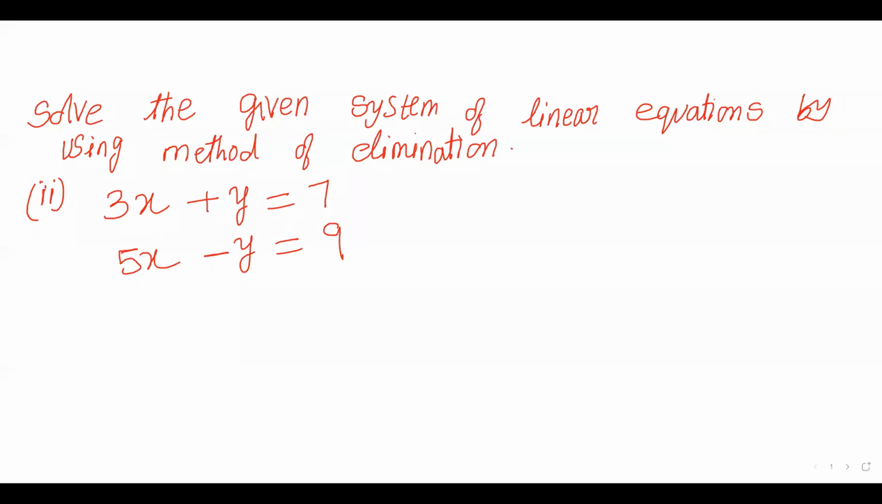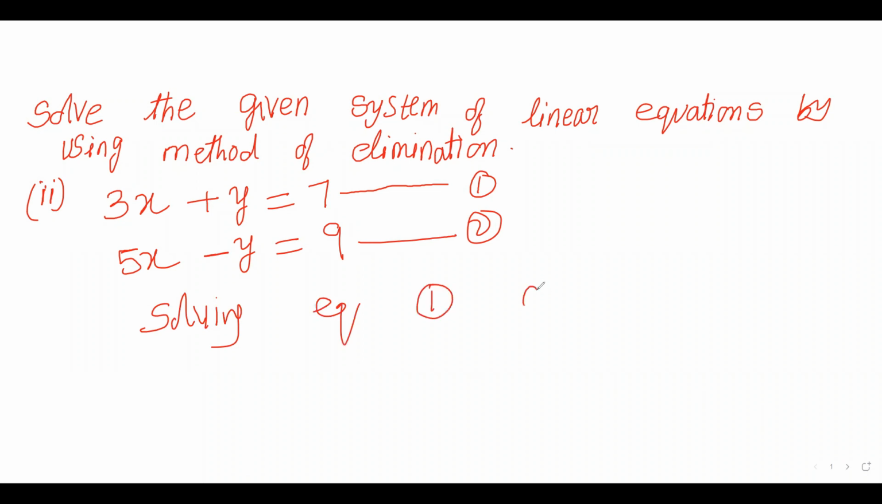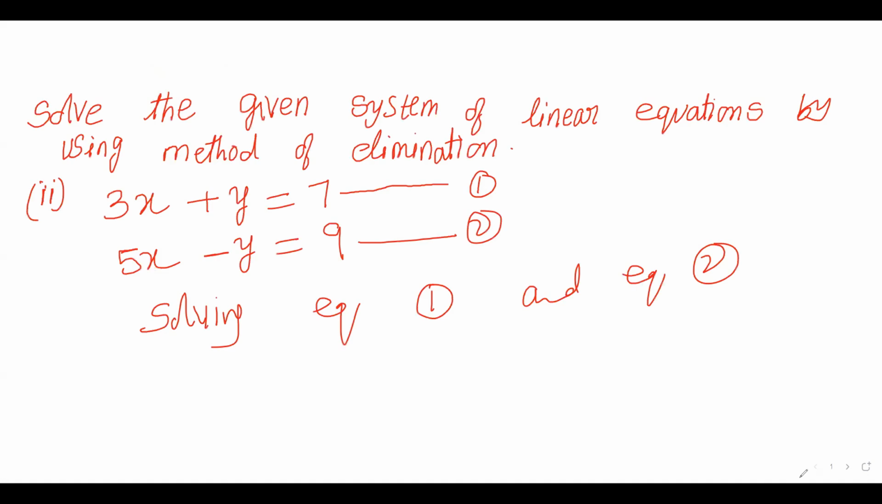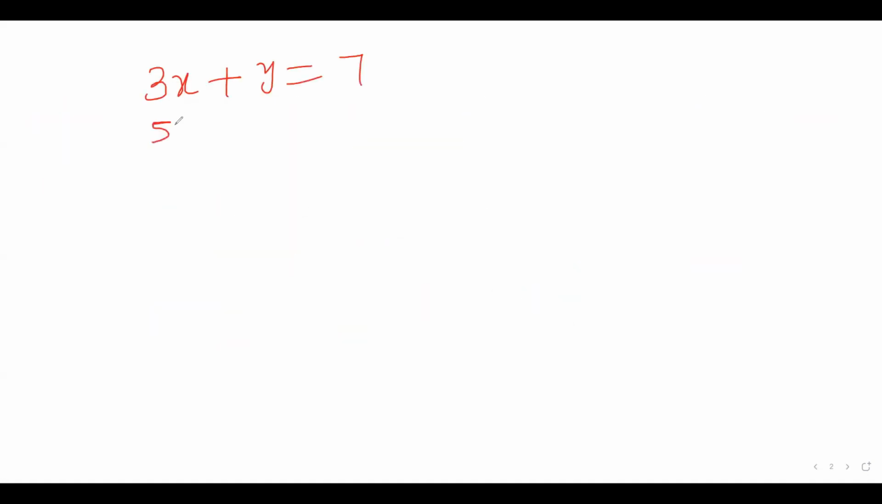In the next question, again two linear equations are given. We are asked to solve using the elimination method. Take the given equations as equation 1 and equation 2. Now solving both the equations, let us write both of them. First equation is 3x plus y is equal to 7. Next equation, 5x minus y is equal to 9.